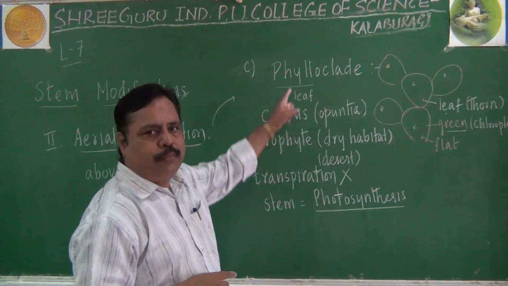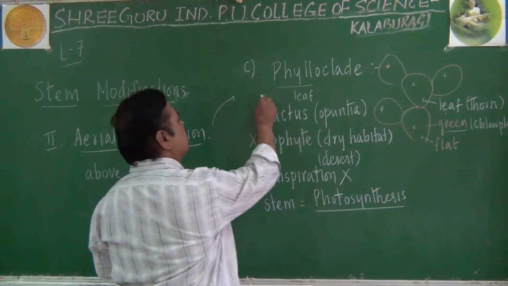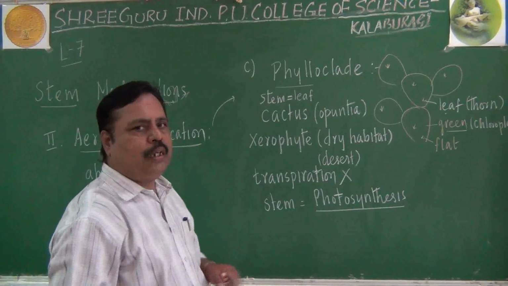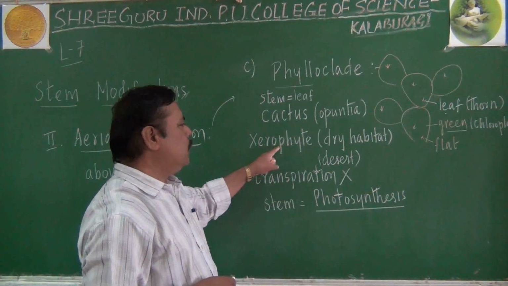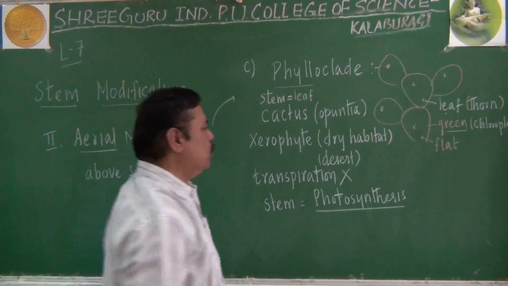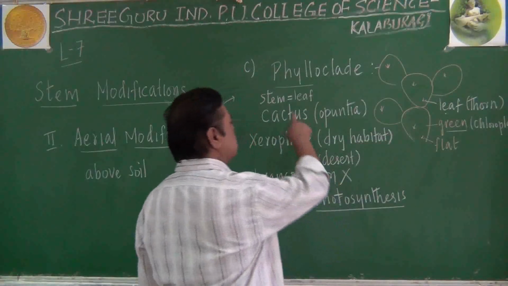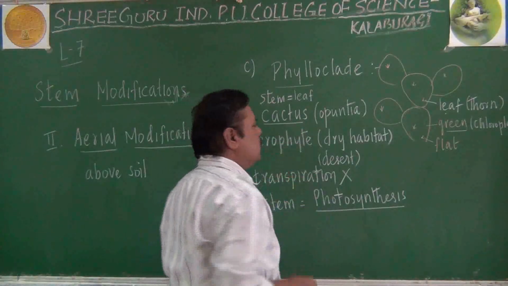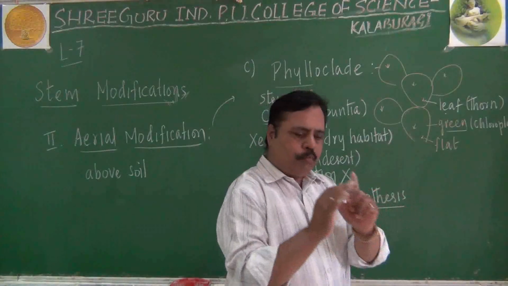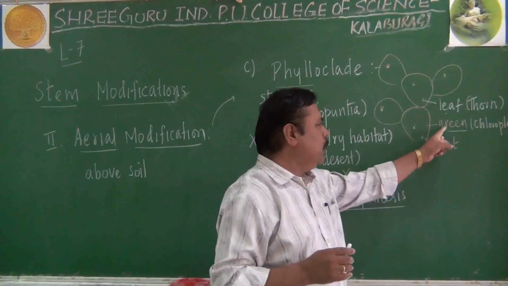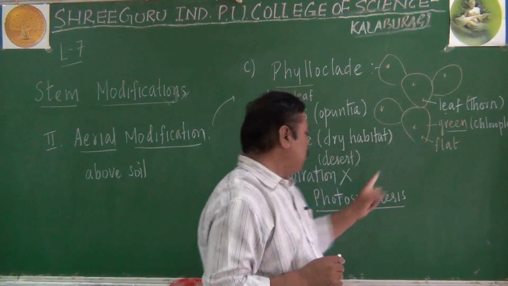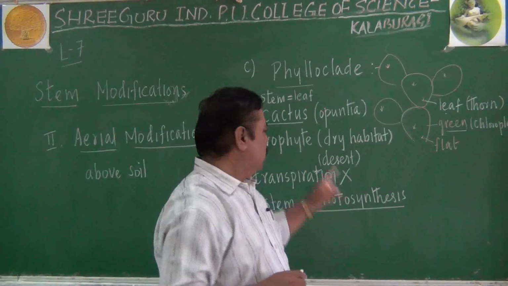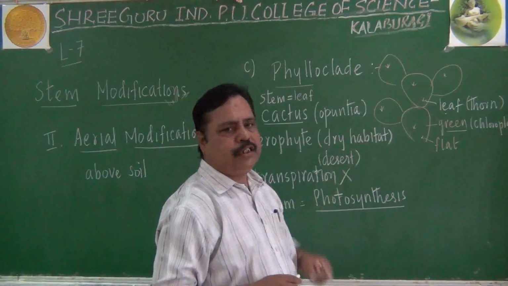Remember, phylloclad means the stem will behave like a leaf. Where do we find this type of phylloclad? In plants growing in dry habitats like xerophytes. In xerophytes, for example Opuntia or cactus. In such plants, the stem will become thick, broad, flat, green in color. It will undergo photosynthesis. What happens to the leaf? The leaf will become a thorn-like structure.